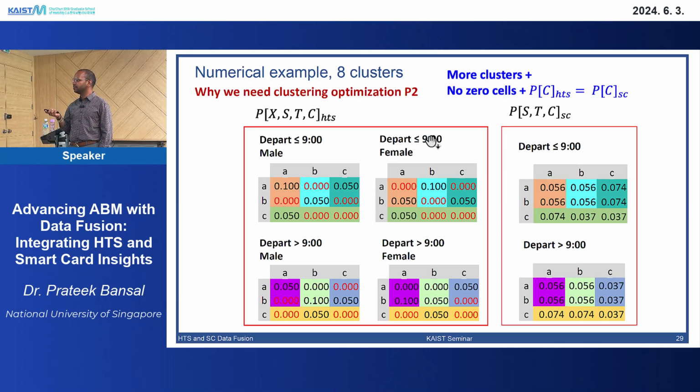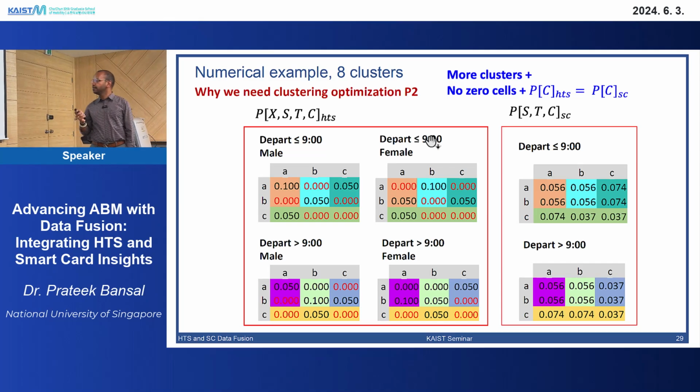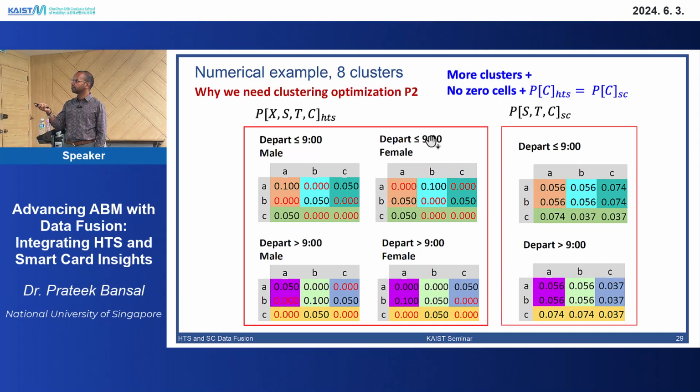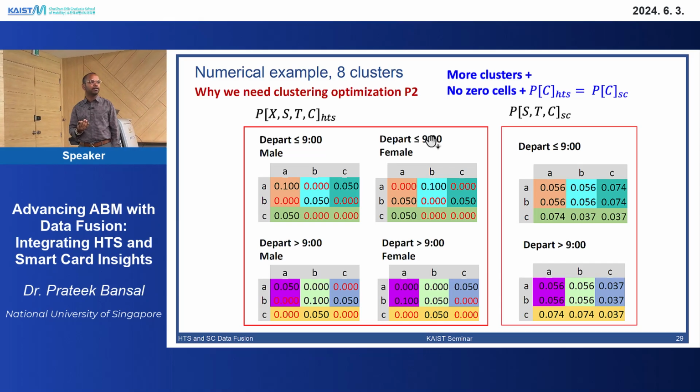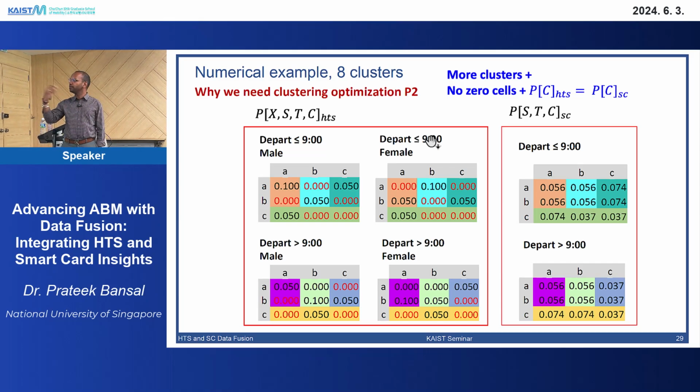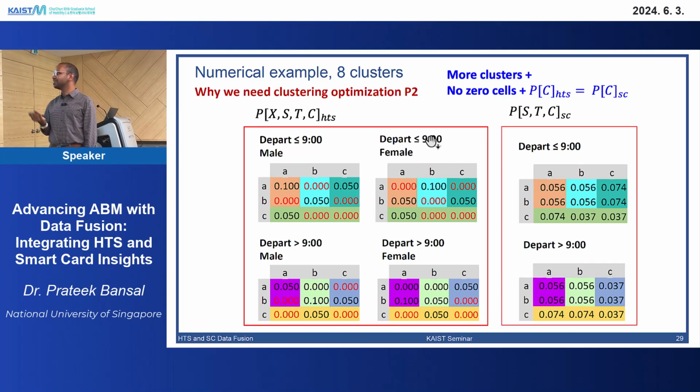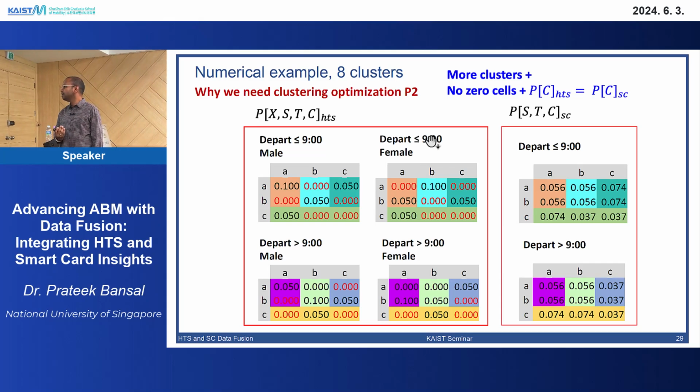If we create them, you see the different colors are different clusters, and all the 8 clusters have non-zero probability mass in the HTS data. If you look at this one, PC HTS is 0.1, 0.05, 0.05, 0.05. So every cluster has non-zero probability mass the way it is created. This is an intuitive way of saying how you should create the clusters. As long as you can increase the clusters without creating too many zeros, you are doing fine.